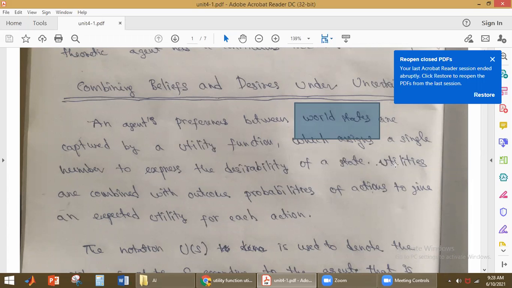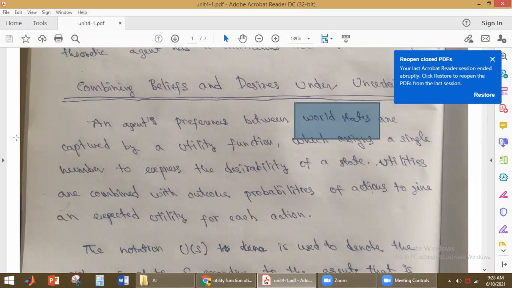So what is this utility function? It is a function that assigns a single number to each and every state. Whenever some action is performed, we are getting a set of states. What will this utility function do? This utility function will assign a single number to each and every state. This utility is usually combined with the outcome probabilities of the action to give the expected utility for each action.